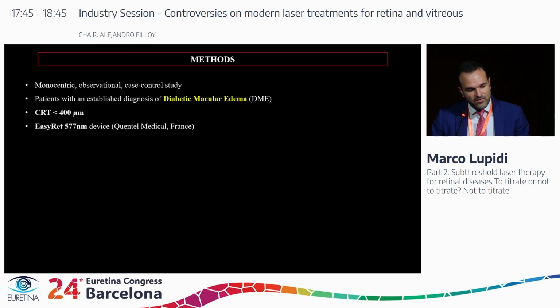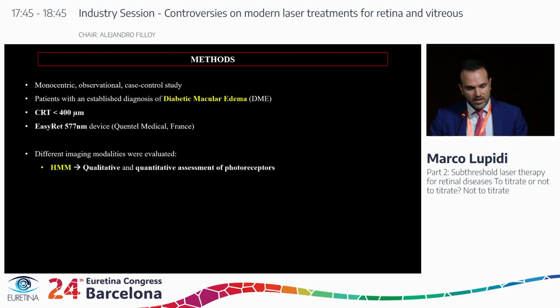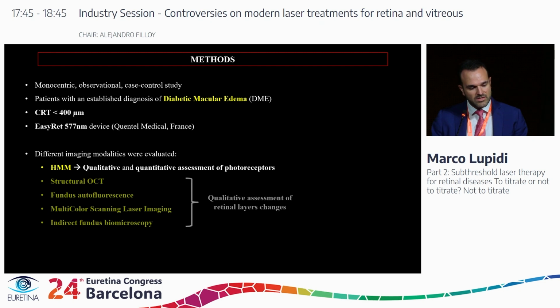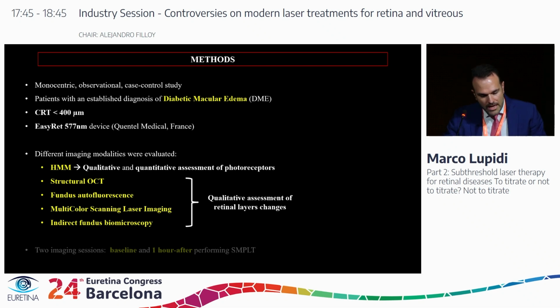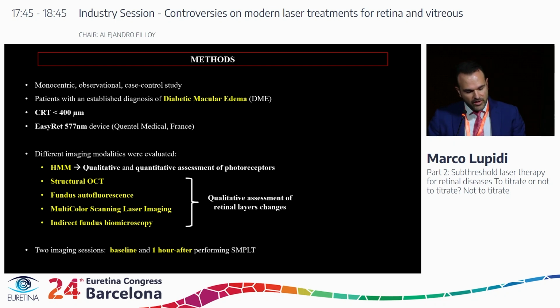We started with a monocentric observational study. Patients affected by diabetic macular edema with a central retinal thickness lower than 400 microns were treated with the EURETINA 577 laser, with a subthreshold approach, obviously. All the treated areas were assessed with the high magnification module for a qualitative and quantitative assessment of the photoreceptors, as well as with structural OCT, fundus autofluorescence, multicolor scanning laser imaging, and obviously fundus biomicroscopy. Two different imaging sessions were performed for each imaging modality, both at baseline, so before the treatment, and 1 hour after performing the subthreshold micropulse laser.